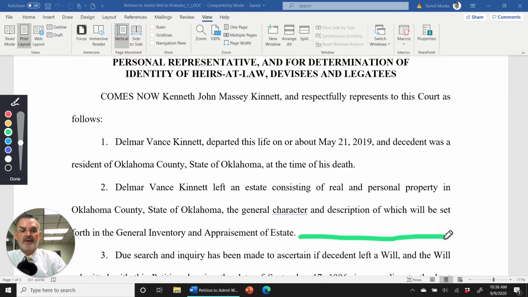I think the best thing to do here at the end of paragraph number 2 would be to identify your best estimate of the value of the estate, in part because the state law requires you to do that, and in part because the judge is going to be setting a bond for the personal representative, and in order to know how much bond to set, the judge really needs to know how much money is available, because a bond is very much like insurance against theft.